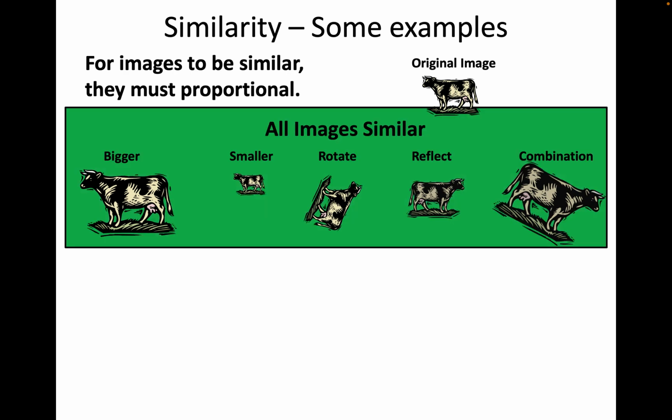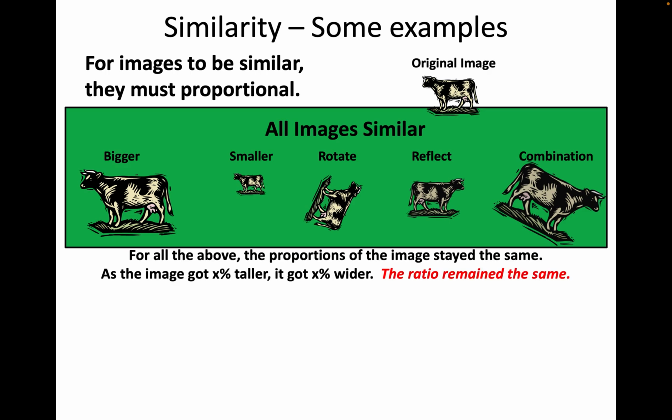What I mean by proportional is that every time I changed the image, anytime I made the image X% taller, I made it X% wider. So in that bigger image, for example, let's say I made it twice as tall, well, I also made it twice as wide. In that smaller image, I made it 1/3 as tall, so I made it 1/3 as wide.